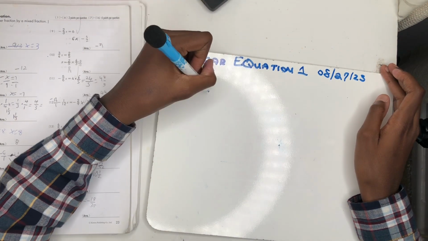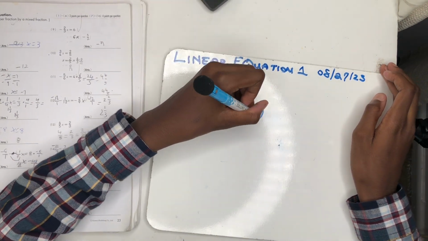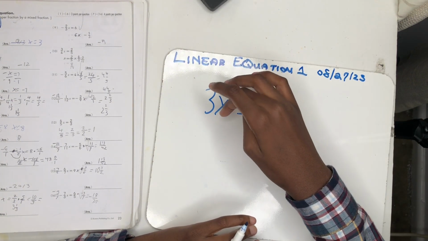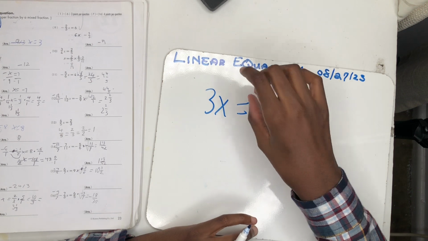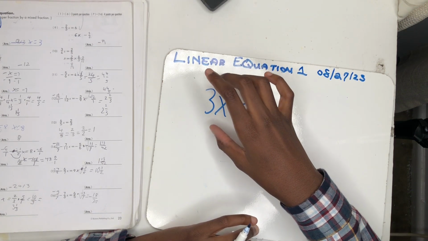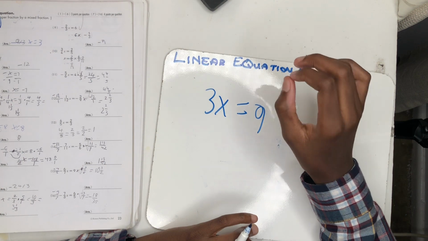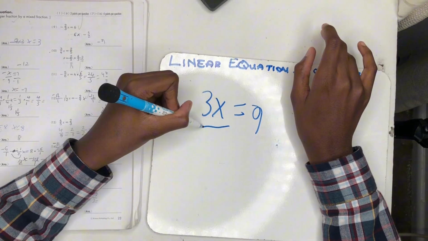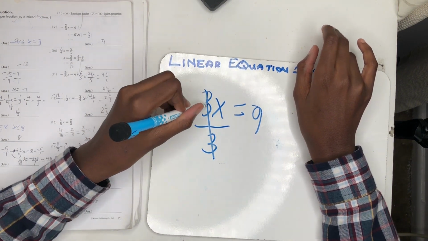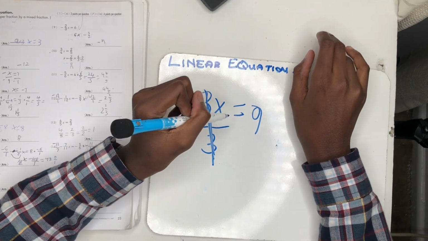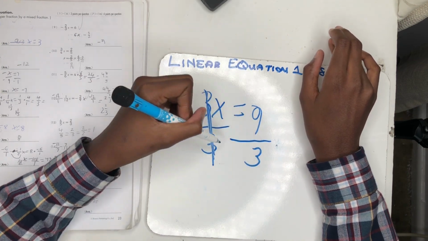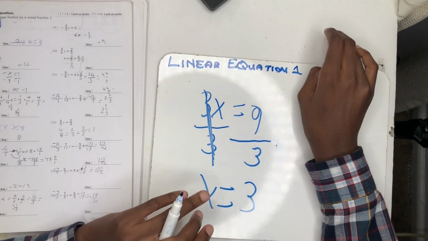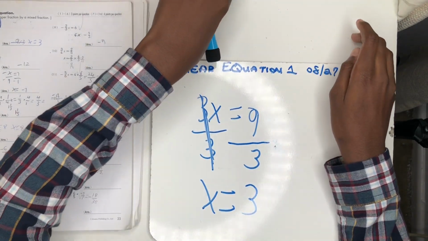One more question. 3x equals 9. You might notice that there's no addition or subtraction here. There's just an equal sign. The number and the variable are combined together, so I'm just going to divide by 3. These cancel out. And whatever we do to the left side, we have to do to the right side. Divided by 3. 9 divided by 3 equals 3. x equals 3.